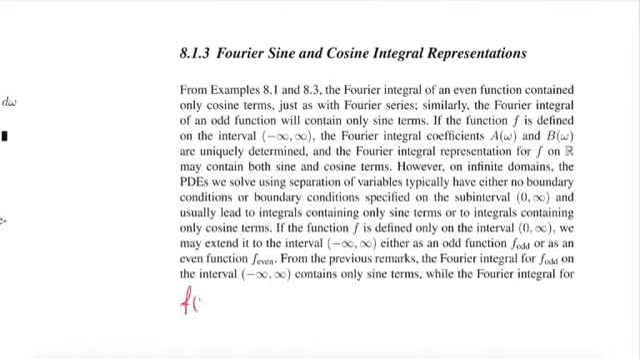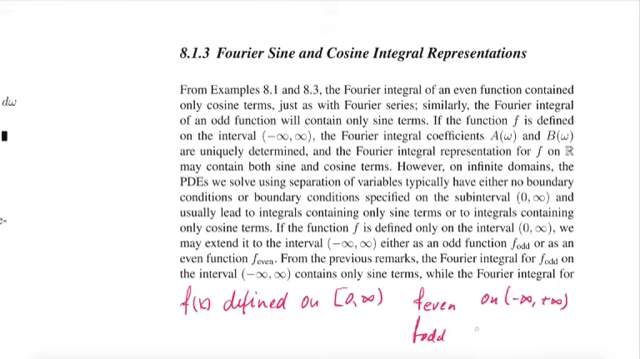If the function f is defined on 0 to infinity, then we have again two possibilities. We can make the even extension or the odd extension: f even on minus to plus infinity, or f odd on minus to plus infinity. And as I just argued, if I use the even extension, then I get a pure cosine integral. If I use the odd extension, I get a sine integral. So that's what's happening here on the next page.